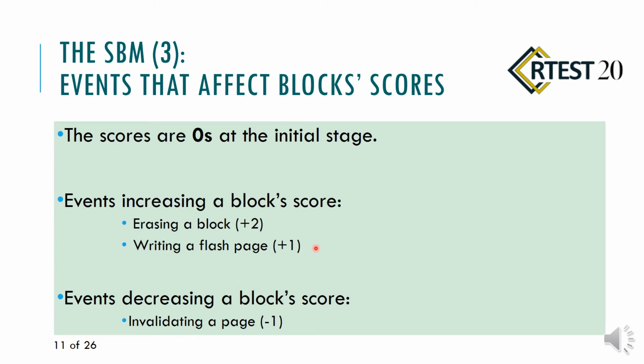The second event is writing a flash page, which will increase the corresponding block score by 1 point. And one event decreases a block score. When a page is invalidated, its corresponding block score is decreased by 1 point.